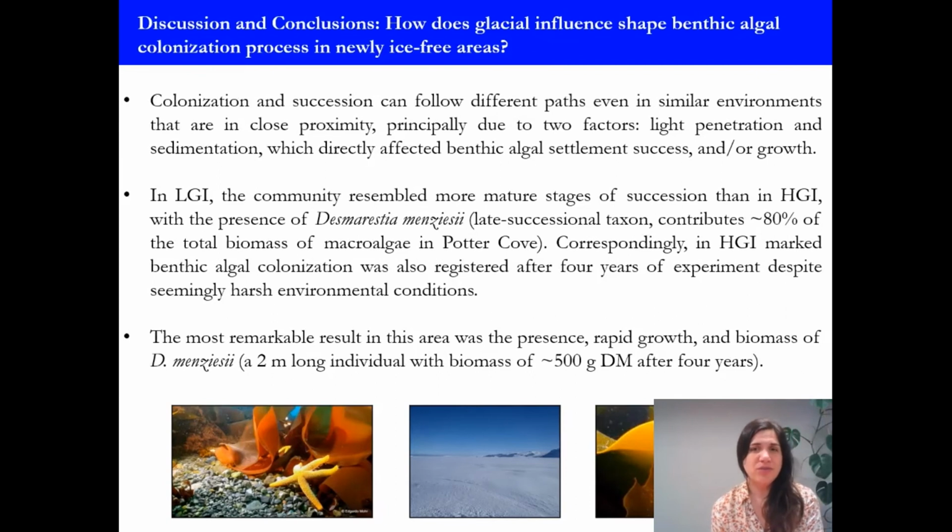And also a very interesting result is that in the high glacier influence area, there was also a marked colonization, not so much as in the low area, despite these harsh environmental conditions. So macroalgae could colonize and persist over time in these difficult areas for them.